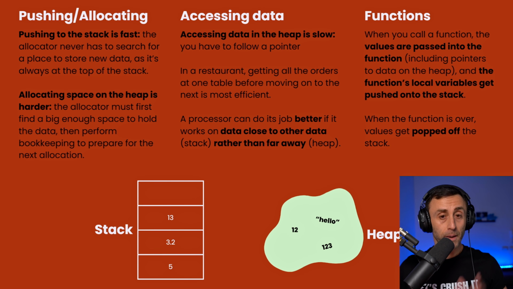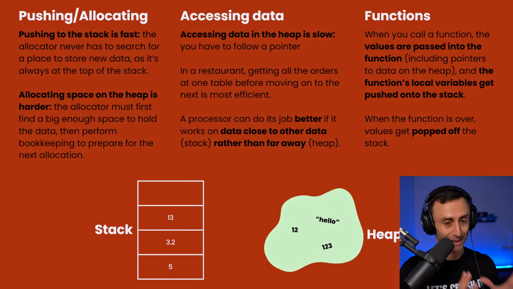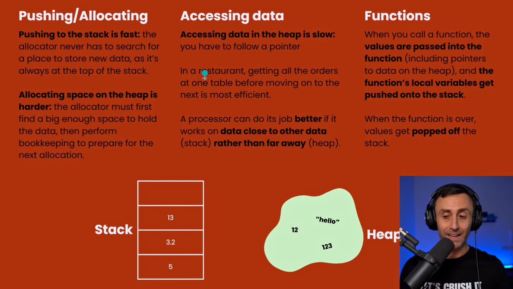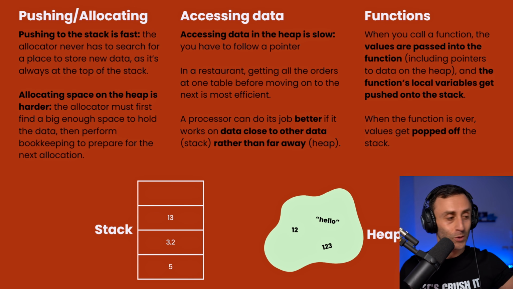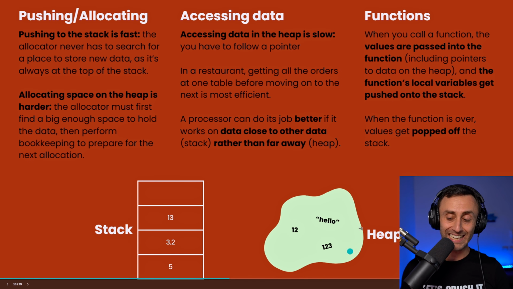Pushing and allocating. Pushing on the stack is fast. Allocating space on the heap is hard. Accessing data on the heap is slow. Accessing data on the stack is usually fast. Okay, so someone might say, what's the point for the heap to exist if everything goes so well with the stack and it goes so slow with the heap?